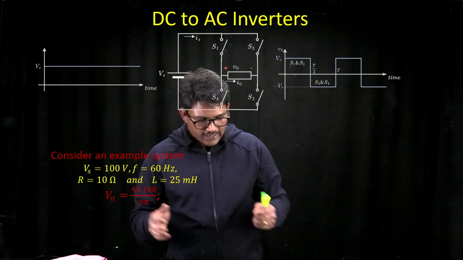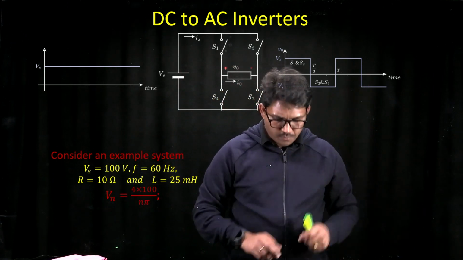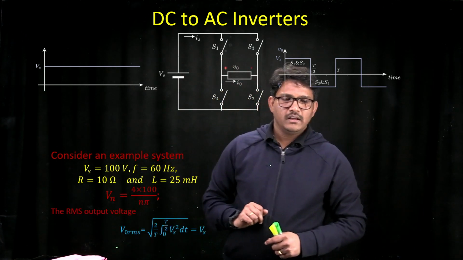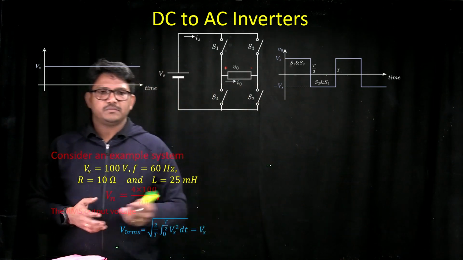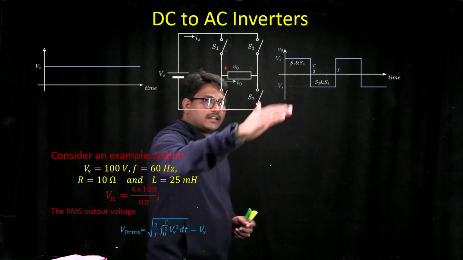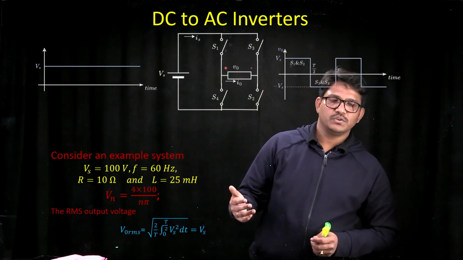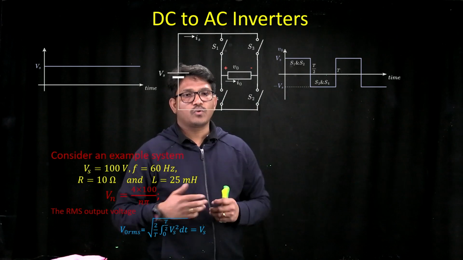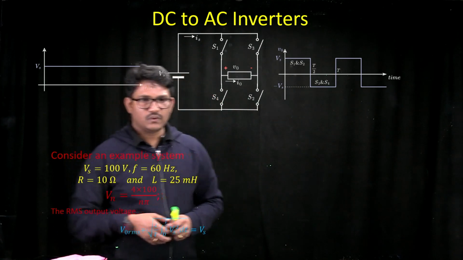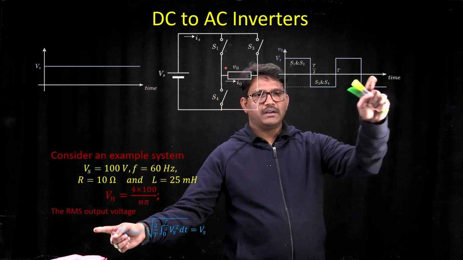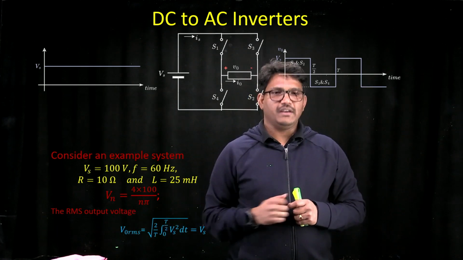Now, if you want to look at the RMS value of your output voltage as a whole, it is just going to be Vs, because whether you have a pulsating or a pure DC, the RMS value is going to be exactly the same, since it is the root mean square of the voltage. So the RMS value of this particular voltage is going to be Vs.